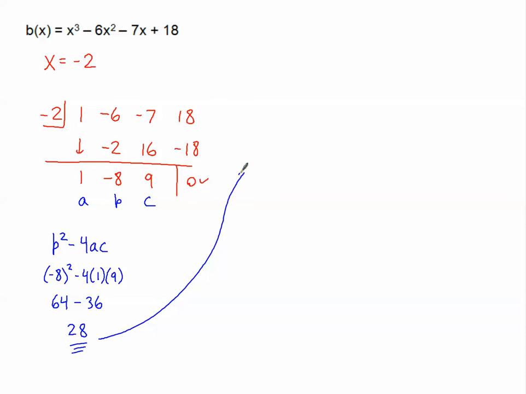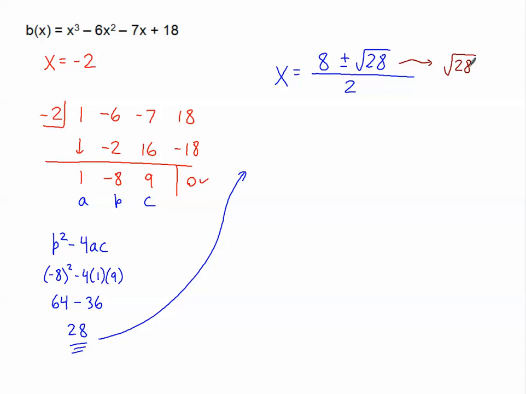So I'm going to come in and plug into my quadratic formula. So x equals the opposite of b. The opposite of b would be positive 8, plus or minus the square root of that 28 that we just found, all divided by 2 times a, which is 2 times 1, which is just 2. Okay, great. And now we just have to simplify our radical. I'll come off to the side and do that.